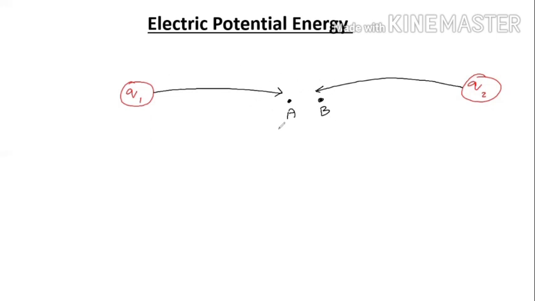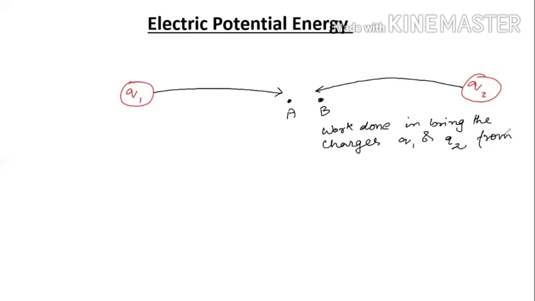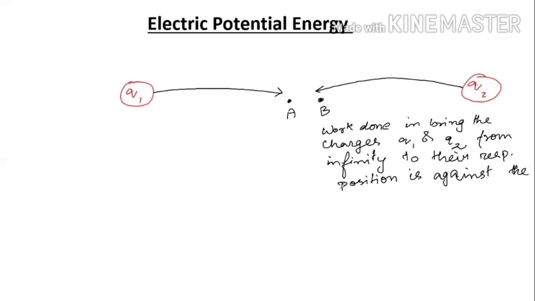Okay, you can make this as the point: work done in bringing the charges Q1 and Q2 from infinity to their respective positions is against the force of repulsion.